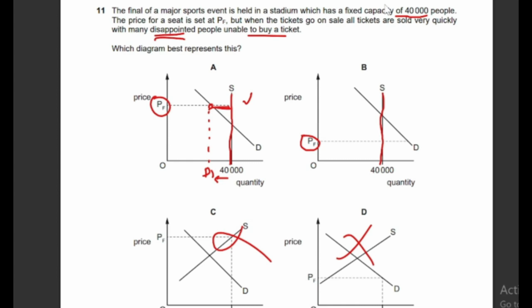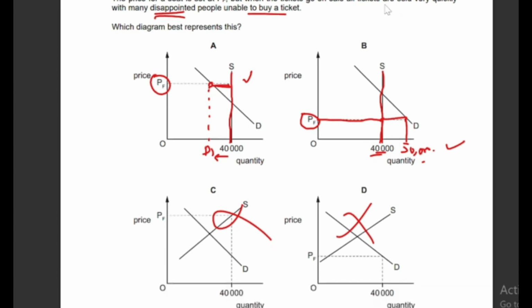ticket. So in this case you can see that at price PF supply is 40,000 but demand is more than supply, let's say it's 50,000. So in this case when more people are demanding but supply is less, some people will be disappointed and will not be able to get the ticket.